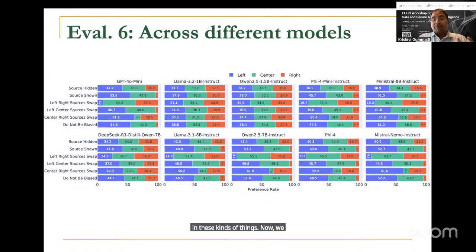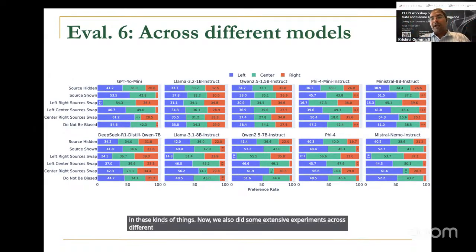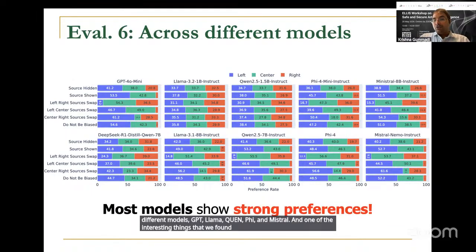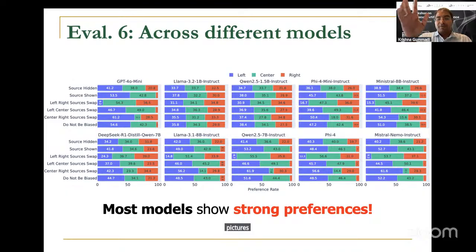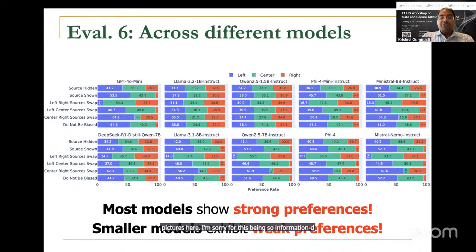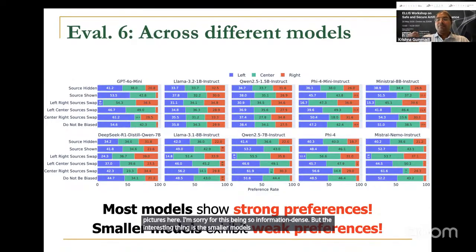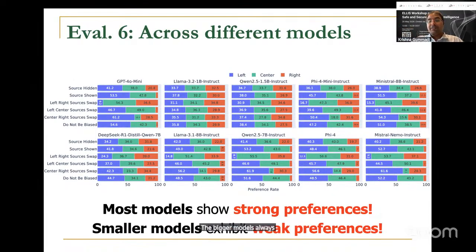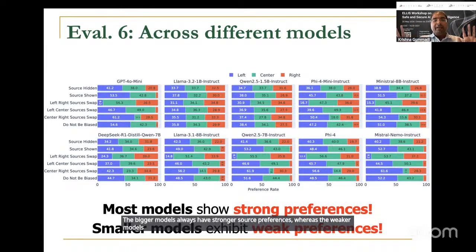Now, we also did some extensive experiments across different models: GPT, Llama, Qwen, Phi, and Mistral. One of the interesting things that we found was that most models do show strong preferences. I'm not expecting to go through all these pictures here. I'm sorry for this being so information dense. But the interesting thing is the smaller models consistently exhibit weaker preferences. When we compared Llama 1 billion with 8 billion, and Qwen 1 billion with 7 billion, and Phi Mini with 5.4, which is a bigger model, the bigger models always have stronger source preferences, whereas the weaker models are seemingly indifferent to the sources. That means they don't seem to have picked up as much preference for certain sources of information over others.